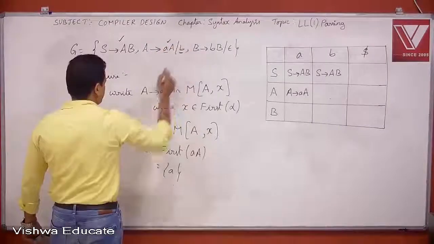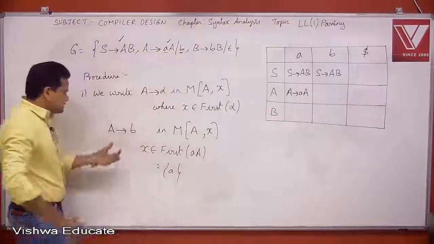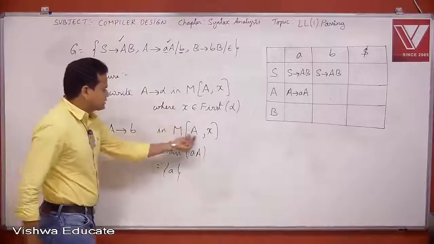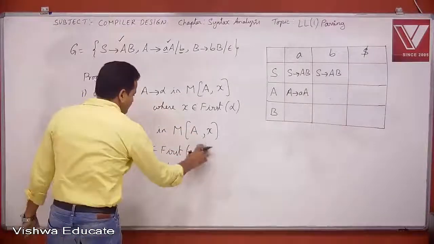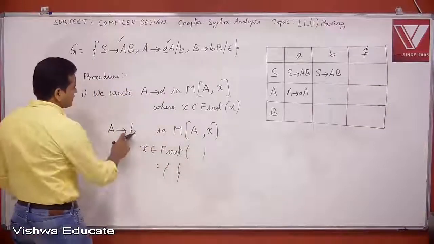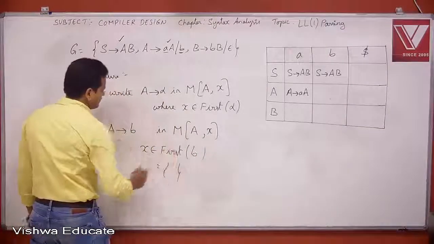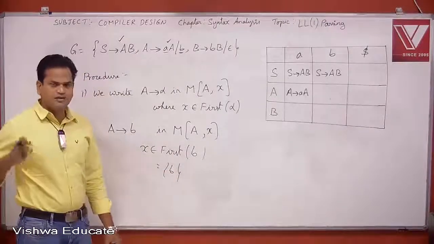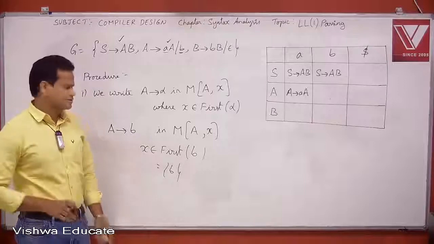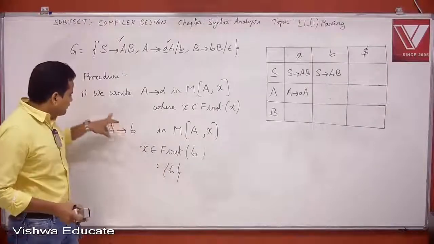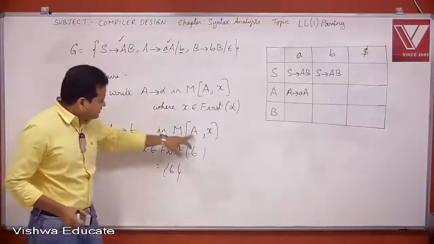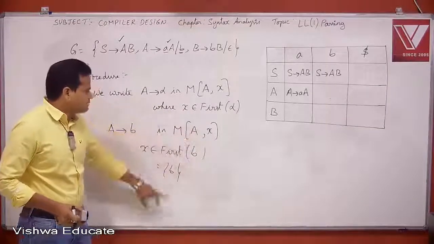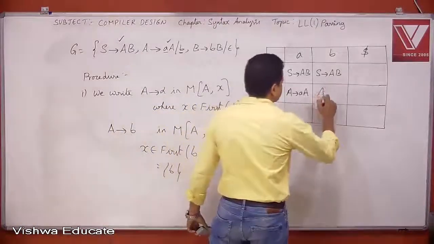Now take the next production, A derives B. This is a production of A, so write this production in the A row and x column. What is x here? First of alpha. What is first of alpha here? B. What is first of B? It is B. First of any terminal is the same. So first of B is B. So we write this production in the A row and B column.